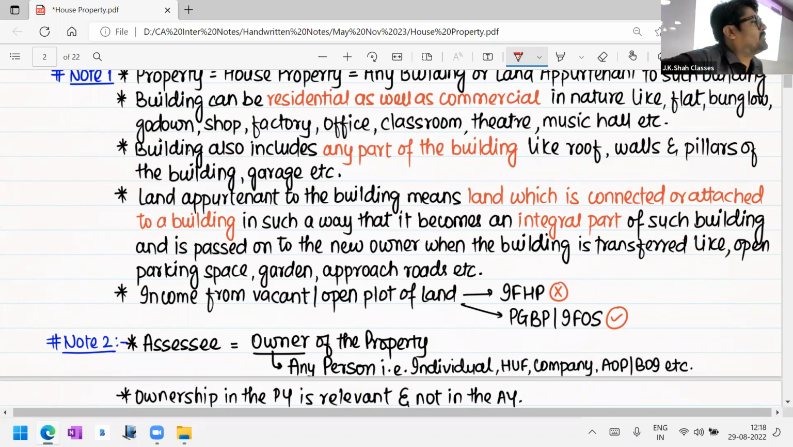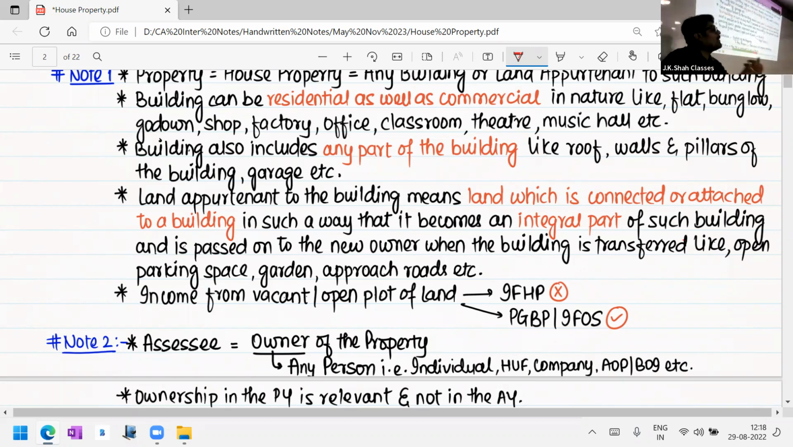Now, did you understand this much, everyone? Now, the second condition. Remember, there should be a house property. The second condition is that the assessee must be the owner of the property. Who can be an assessee? Any person. An individual can own a house property, an HUF can also own it, even a company or a firm. Any person can be the owner.